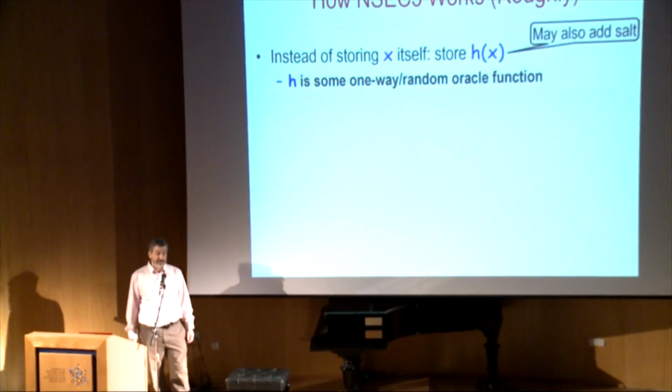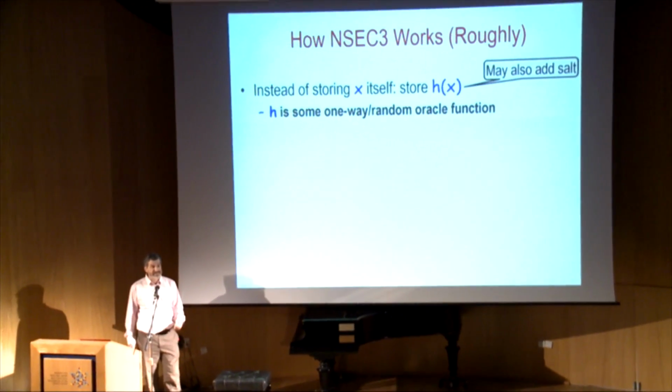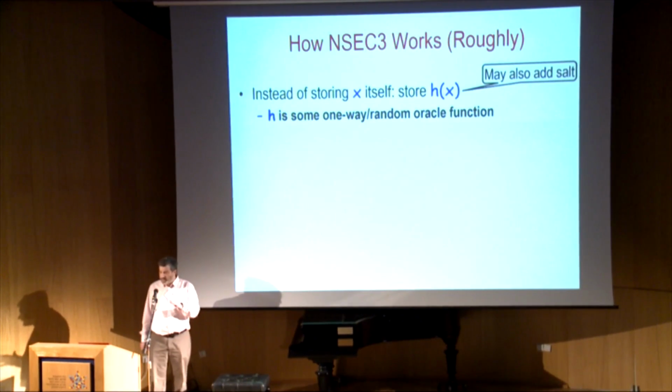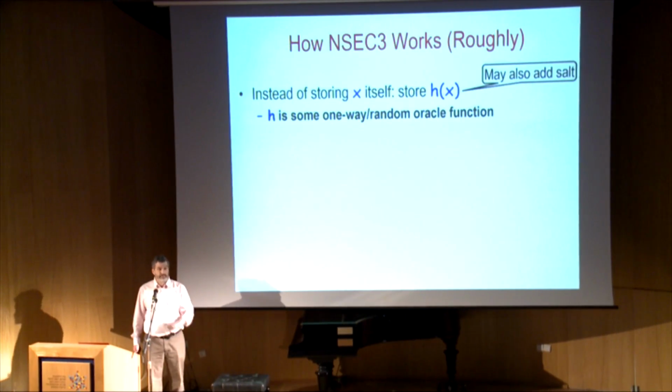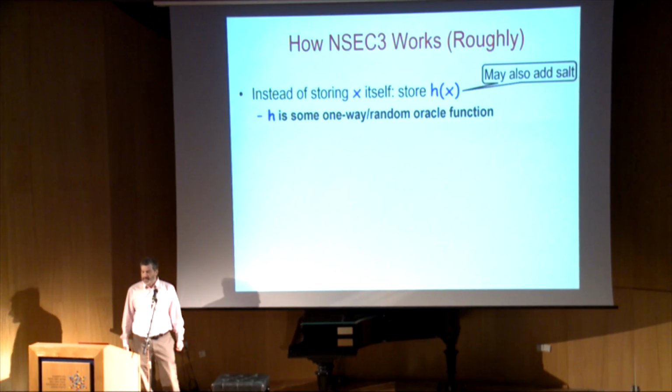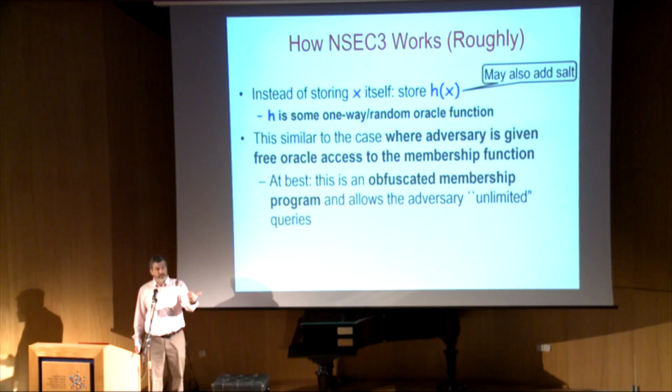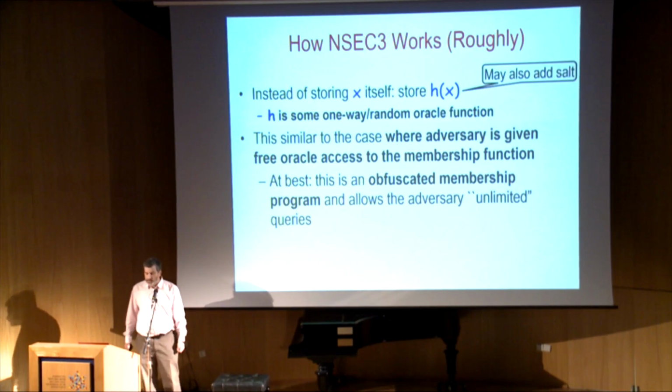And the idea there was that instead of storing X itself, you will store H of X, where H is a function that's supposed to behave, let's say, like a random oracle. And you store H of X, and then you do the sorting and everything exactly as before, except that you do it on H of X instead of X. So now what you get is H of X1 and H of X2 instead of X1 and X2; you don't get them explicitly. However, what do you do?